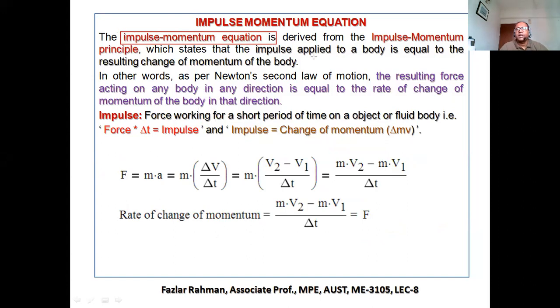And what is the impulse momentum equation saying? It's saying the impulse applied to a body is equal to the resulting change of momentum of the body. So what is impulse on the body? Impulse means a big force working for a small amount of time. For example, you are traveling 60 miles per hour.